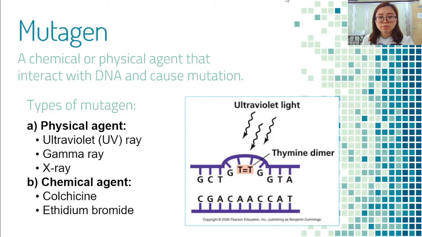Ini adalah contoh di mana UV ray menyebabkan thymine yang bersebelahan membentuk thymine dimer. So instead of the thymine forming a hydrogen bond with the adenine that is across from it, it forms double bonds with the thymine next to it. Daripada berpegang tangan dengan yang seberang, dia berpegang tangan dengan satu sama lain.